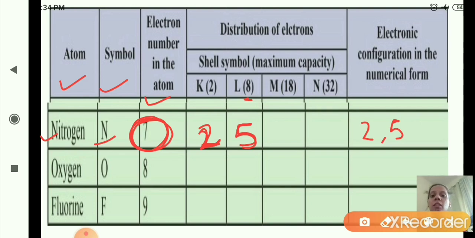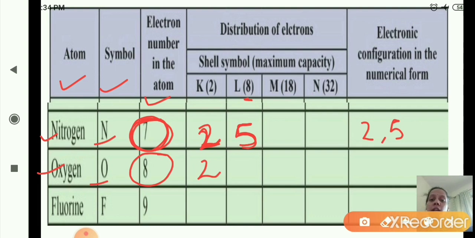Now the next one. Yes, now the next atom is oxygen. What is the symbol for oxygen? That is O. And the number of electrons which are present in the atom, that is 8 electrons. So how will you arrange now? 2 electrons in K shell.